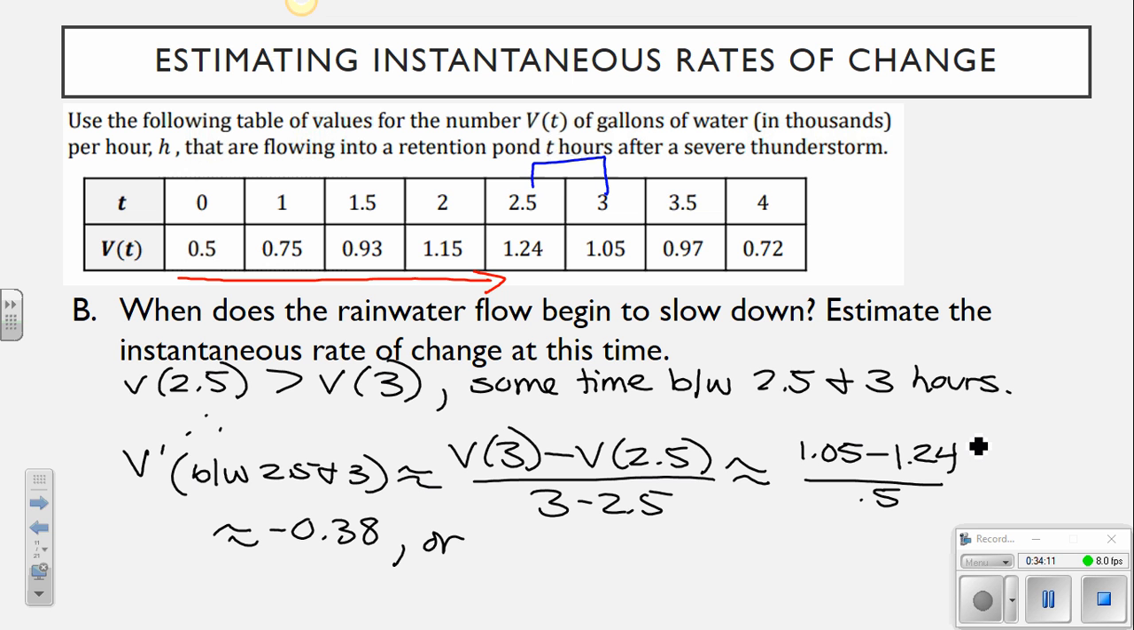What does that mean? It's about negative 380 gallons per hour. It's a rate. Remember, you're finding a rate. You guys understand that the instantaneous rate of change is like steepness. It should be a distance over time when you report it. Okay? You guys okay? Cool.